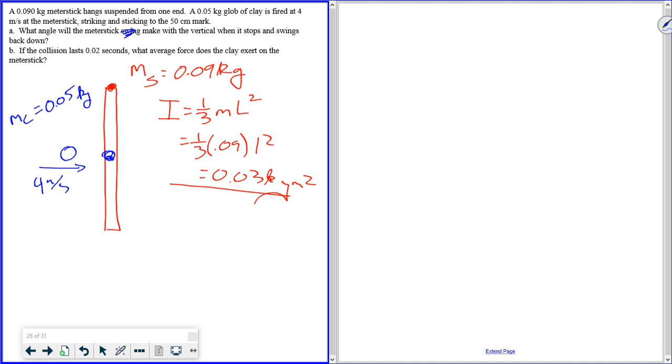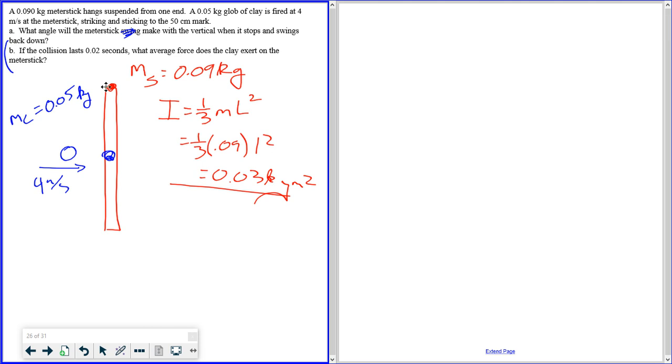So the clay is going to hit the meter stick, and the stick is going to swing up and come back down. The first part of this is very similar to the merry-go-round problem because we've got this collision, but then after the collision there's also some conservation of energy. And this last part deals with impulse and change in momentum, or angular impulse, I guess is what it would be called there.